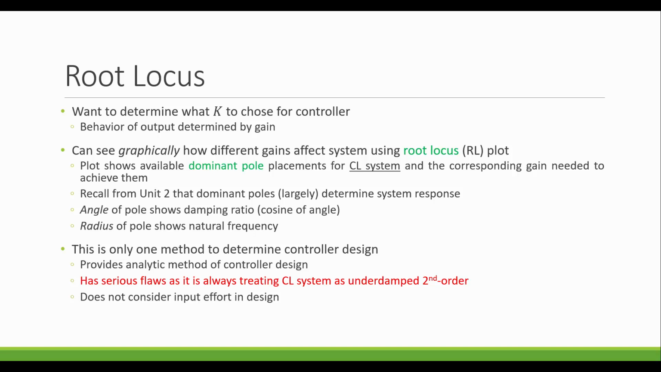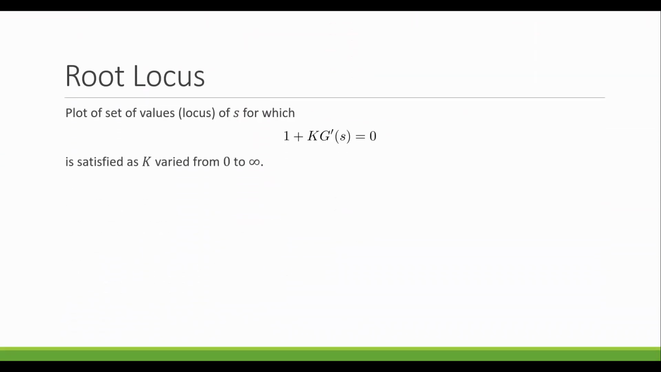We might need to use a hybrid method where we start with a root locus and then maybe use a numerical method or some trial and error from there. So let's look at the basics of the root locus method. Really what we're doing is we're taking the denominator of our closed loop transfer function, which is always that 1 plus kG expression, and we're setting it equal to 0.